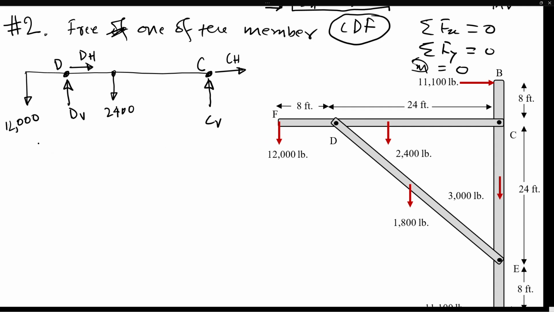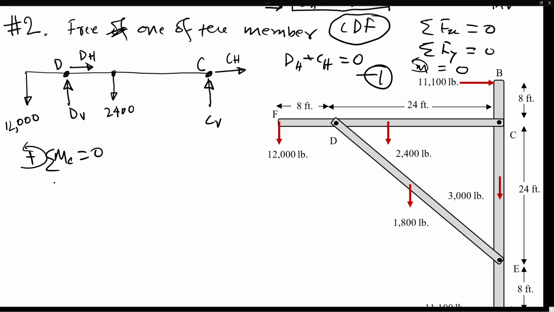So in this case, one thing we can write is that DH plus CH will be equal to 0. So that is summation of X in one equation. And then we can take moments at any point. So let's take moment at point C, all moments sum to 0, to find out one of the forces at point D.